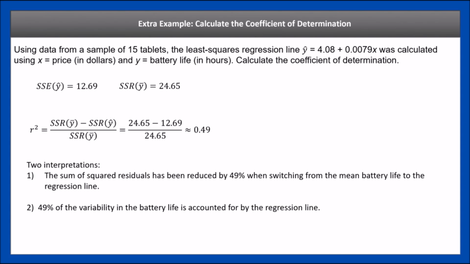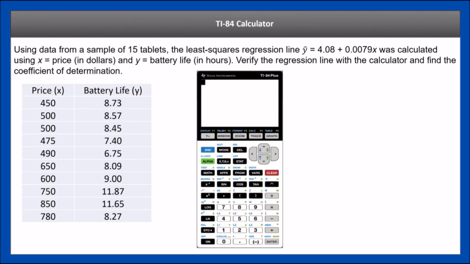Now we're going to show you how to do this on a calculator, and then we're going to end it here. Again, this is for 10 tablets, not for 15, so we just make that correction. But now we're going to verify this. How do we know that that's the equation, right? How can we calculate that if I give you x and y data? In order to do that, we can use the TI-84. We can use the calculator to do this. So let's show you how to do that.